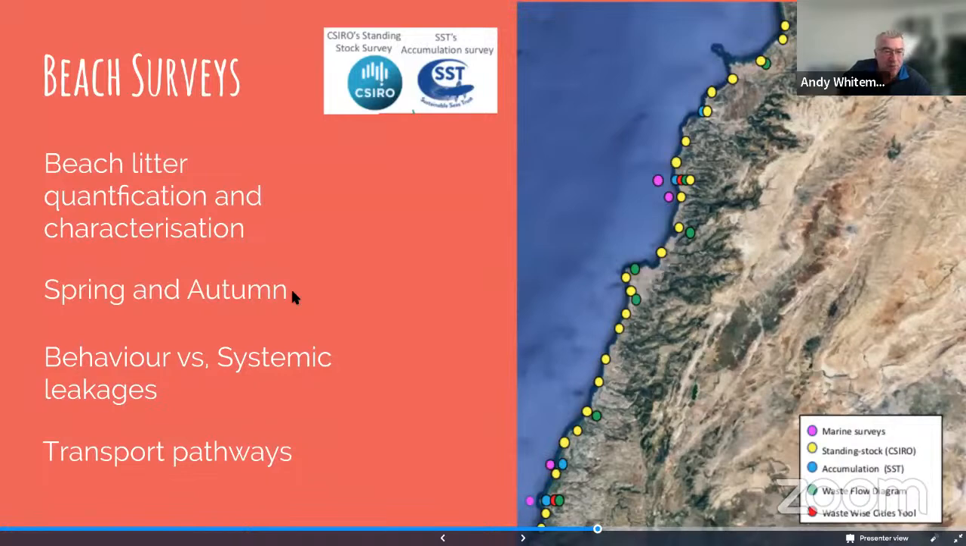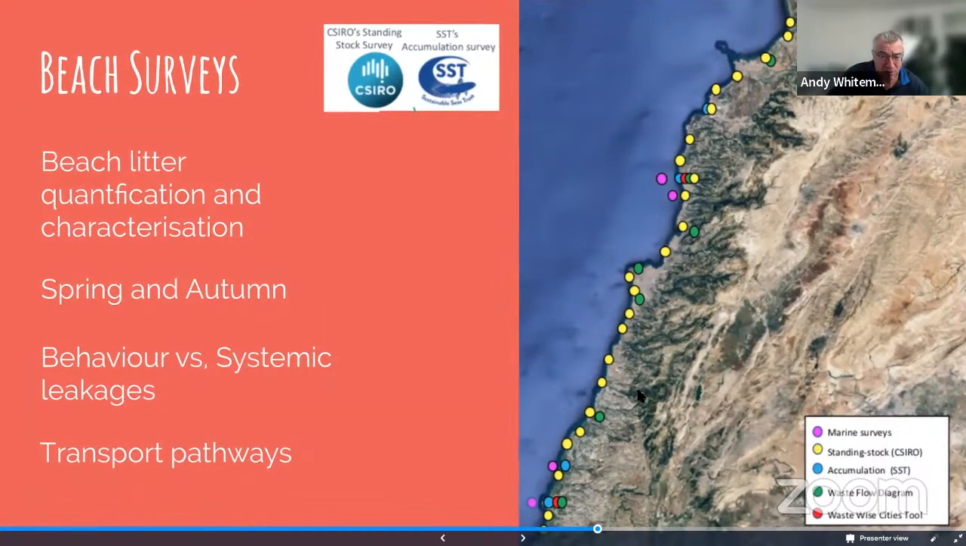As I mentioned already, one of the interesting things was behavior versus systemic leakages. We found really that human behavior was a problem. So that brings into play the huge amount of work that is needed on behavior change and communication.